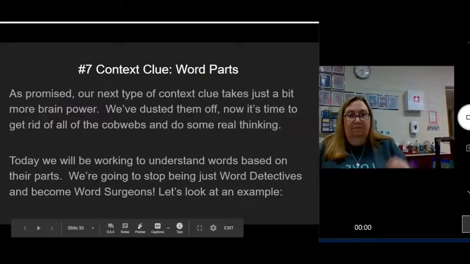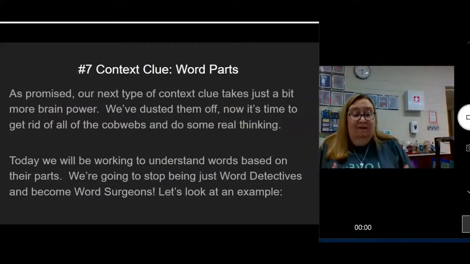And that's why I gave you sentences with nonsense words, because I wanted you to rely only on the clues in the sentences. Today, we're going to do something a little bit different. Today, we're mostly going to rely on the word itself. Let me show you what I mean.